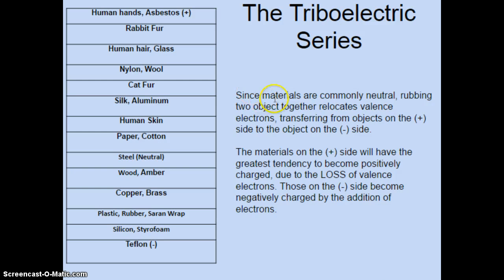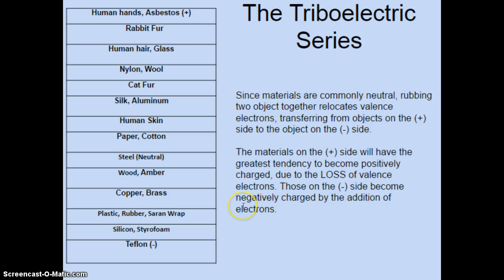The triboelectric series, part 2. Since materials are commonly neutral, naturally occurring objects are pretty neutral. When you rub objects together, it relocates the valence electrons. It transfers some from the object on the positive side to the object on the negative side. So the materials on the positive side will have the greatest tendency to become positively charged. This is due to a loss of valence electrons, whereas those on the negative side become negatively charged by the addition of electrons.